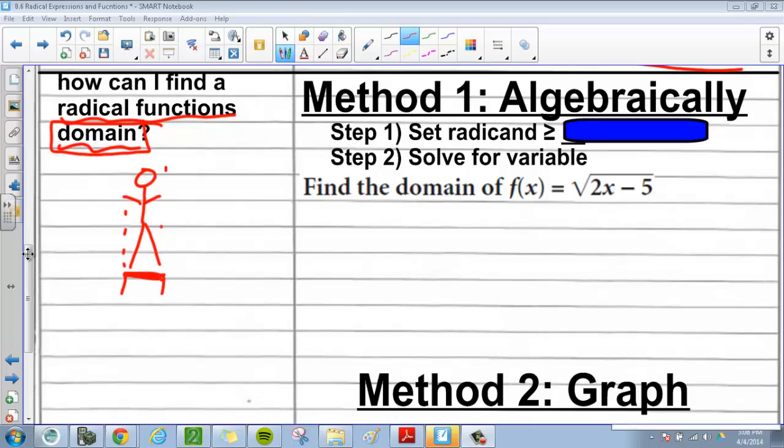Now the range is a little bit different. The range is how tall a person is, okay? But we're not focusing on range right now. We're just focusing on domain. Now there's two methods that I'm going to show you how to find the domain of a function. The first method is going to be algebraic. The other one is going to be graphing.